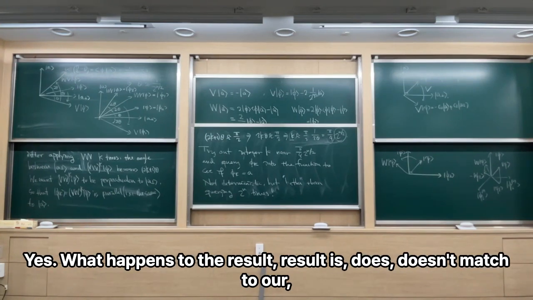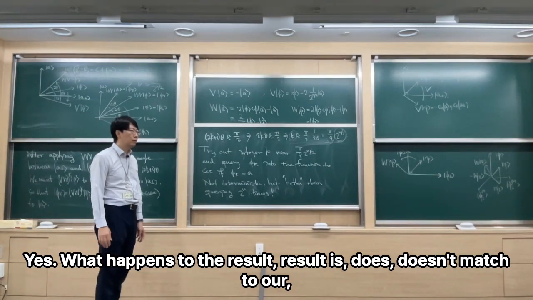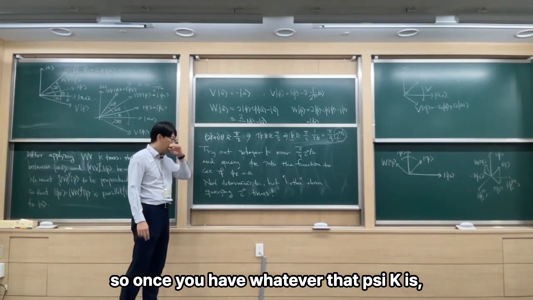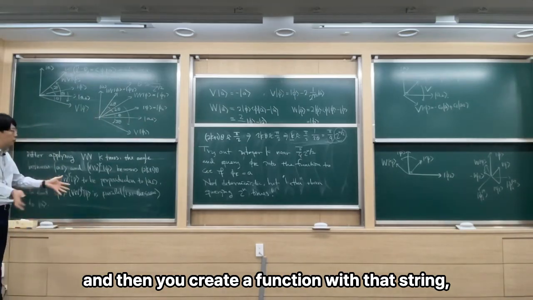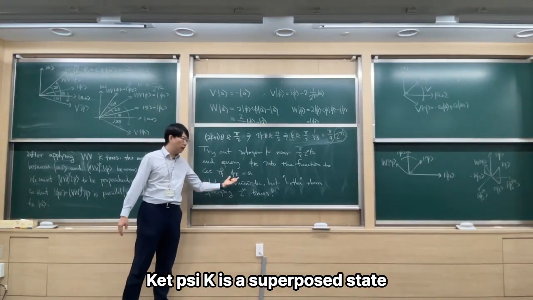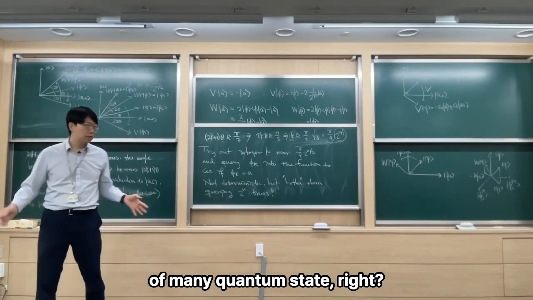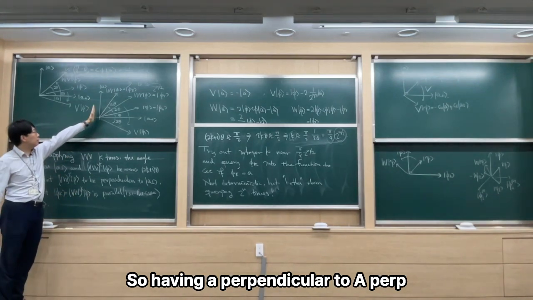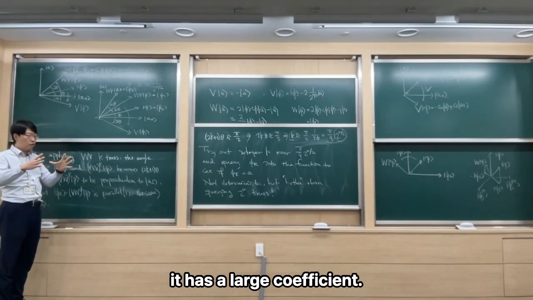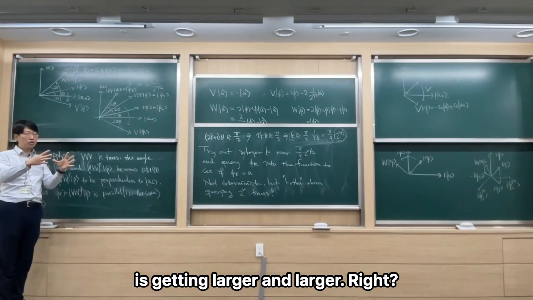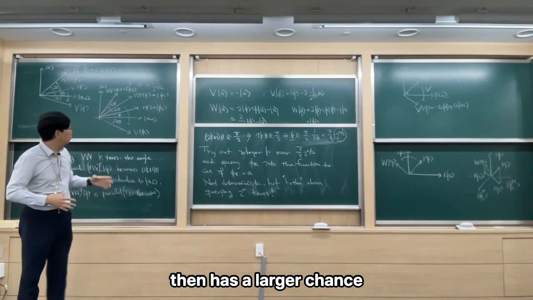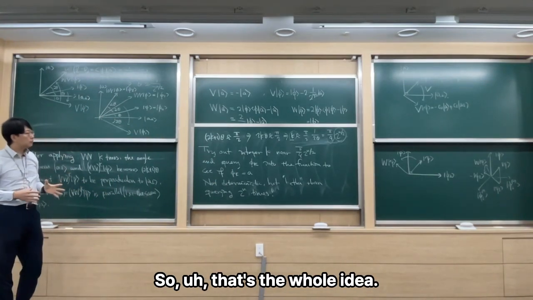What happens if the result doesn't match our target A? Once you have whatever that psi k is, you take the measurement and then query the function with that string, and there are many chances. This psi k is a superposition, a superposed state of many quantum states. Having a component perpendicular to A perp and a component parallel to A does not mean it's actually A, but it has a large coefficient. The size of the coefficient of A is getting larger and larger, so if you take the measurement of psi k, it has a larger chance to obtain A. That's the whole idea.